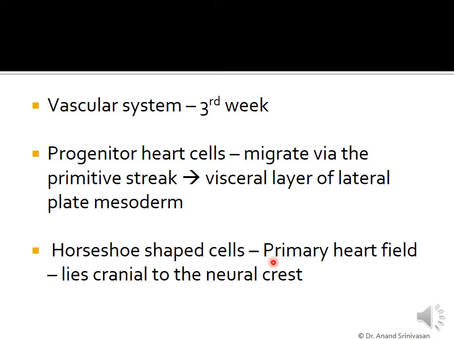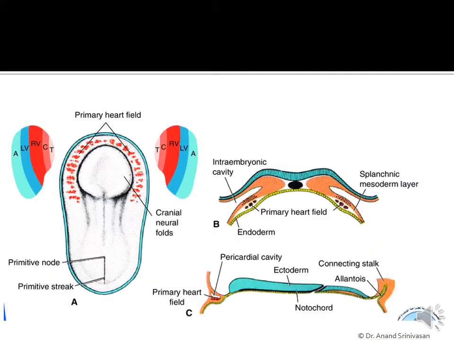These horseshoe-shaped cells, which are called the primary heart field, lie cranial to the neural crest. So here you can see the neural crest, the neural folds, and the primary heart field is located anterior to the neural crest. You know that the neural crest is the one which gives rise to the brain. So initially the heart is located anterior to the brain. So cranial to the brain.